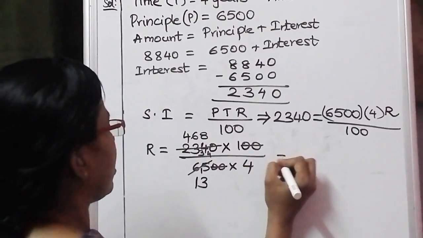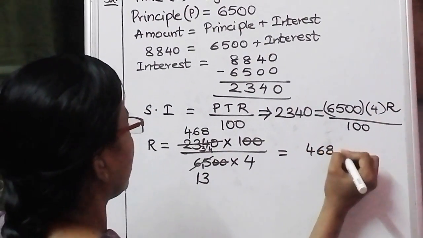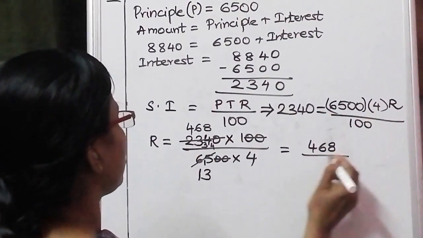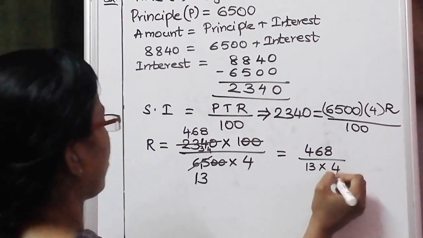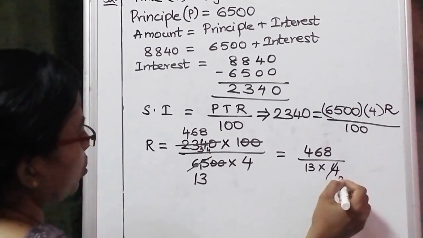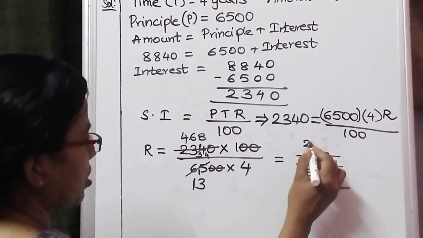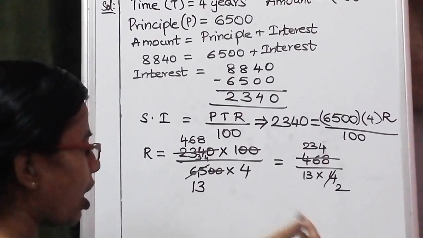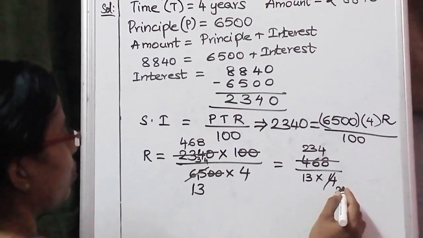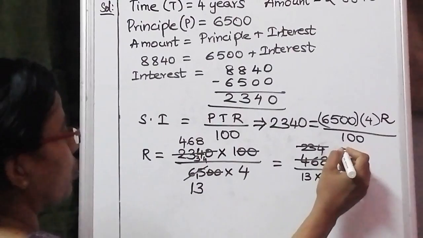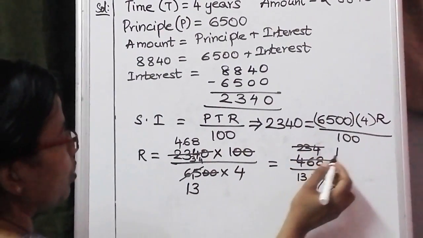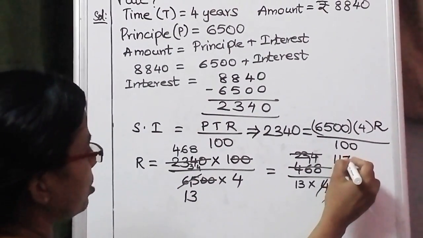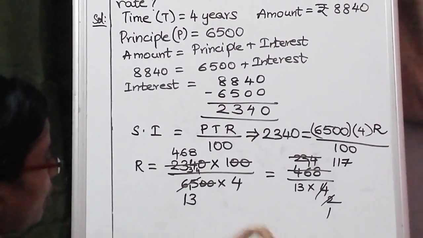So let's cancel this. 468 into 1 is 468 only. 13 into 4. Let us cancel. 2 table. 2 2s are 4. 2 3s are 6. 2 4s are 8. Okay. So now again you can cancel in 2 table. 2 1s are 2. 2 1s are 2. 14 is left. 2 7s are 14.